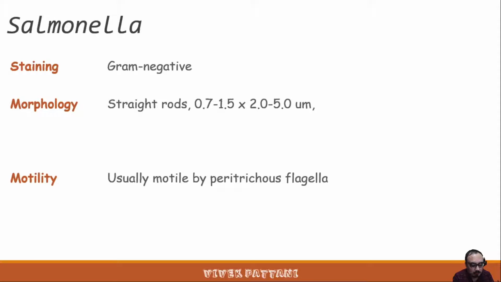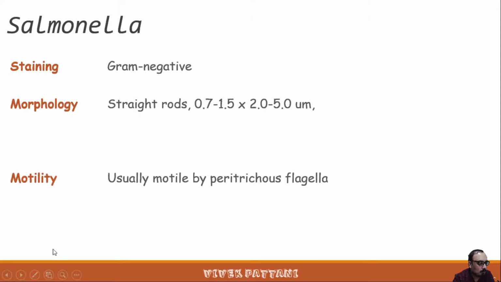Salmonella is a gram-negative, rod-shaped bacteria, and if motility is present, they are usually motile by means of peritrichous flagella. Salmonella, as you know, is a pathogen. There are also other species of Salmonella which are not pathogens, of which one of the most common pathogens is Salmonella typhi.